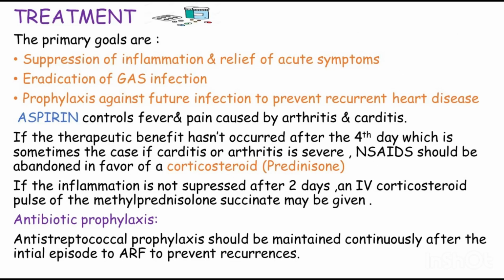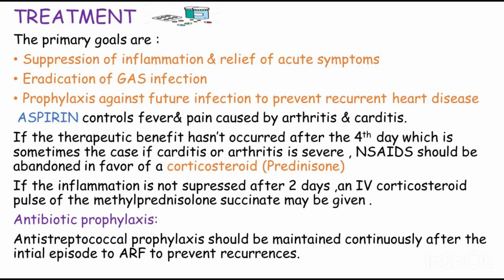Let's discuss the treatment. The primary goals of the treatment are suppression of inflammation and relief of acute symptoms, eradication of the group A strep infection, and prophylaxis against future infection to prevent recurring heart disease. Aspirin controls fever and pain caused by the arthritis and carditis.